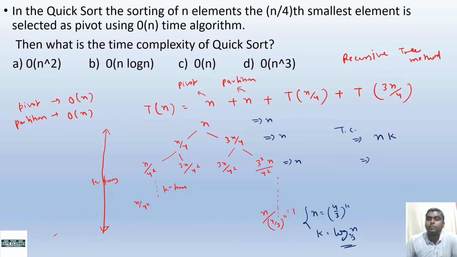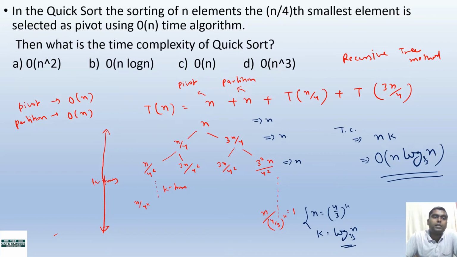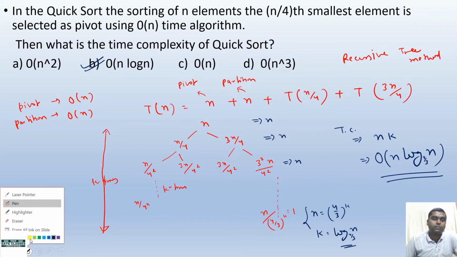So this way you will get what? Time complexity is order of n log n base 4 by 3. So this is the time complexity. Okay, so finally you will get this is the time complexity. So you can easily say that the selection of pivot element does not impact the time complexity of the quick sort algorithm. Okay, whether you select the n by fourth smallest element or some different thing, ultimately it will not affect.